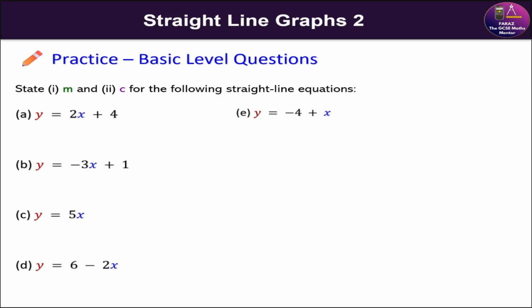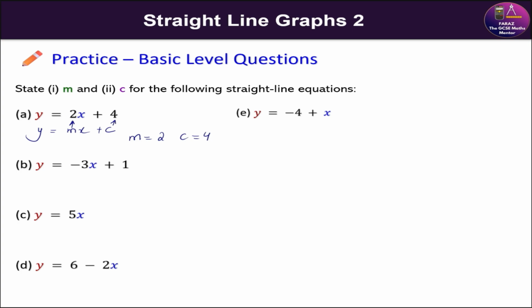So you can write it as y equals mx plus c, and therefore m is 2 and c is 4. This means the line goes up 2 for every one step across and it crosses the y-axis at 4.